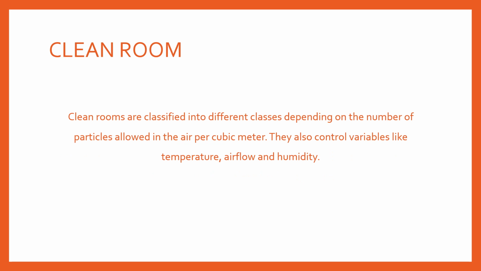Clean rooms are classified into different classes depending on the number of particles allowed in the air per cubic meter. They also control variables like temperature, airflow, and humidity. So as you can see, clean rooms are classified into different classes based on the number of particles allowed to be present in that particular area. These clean rooms also control other variables like temperature, airflow, and humidity.